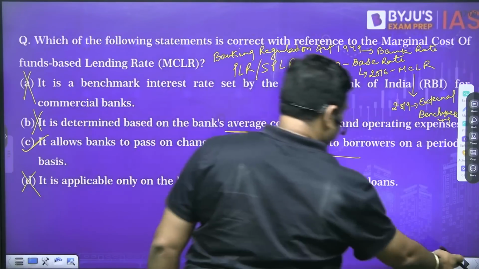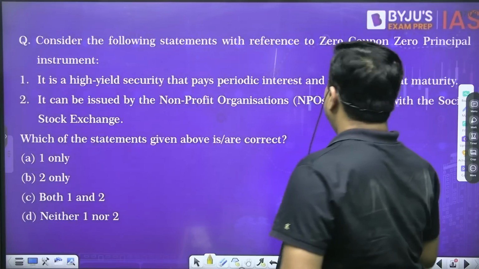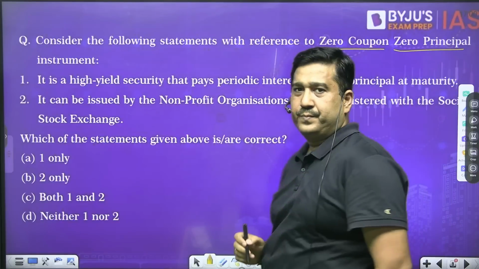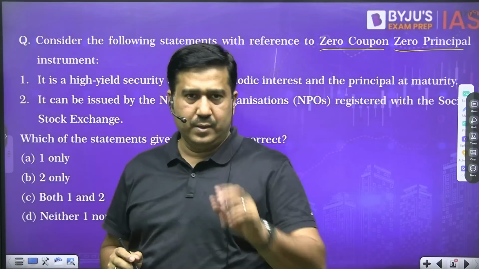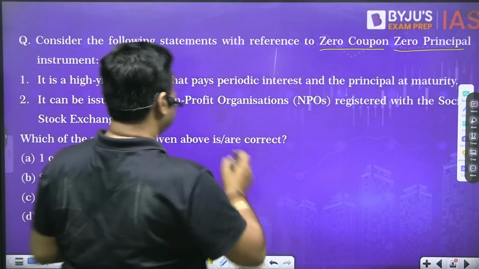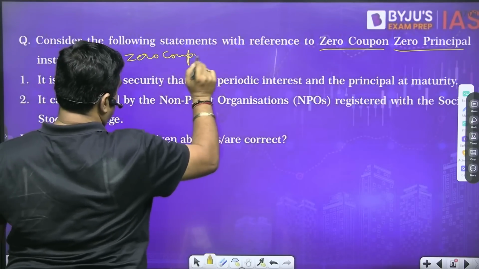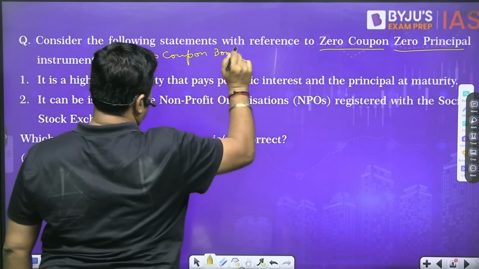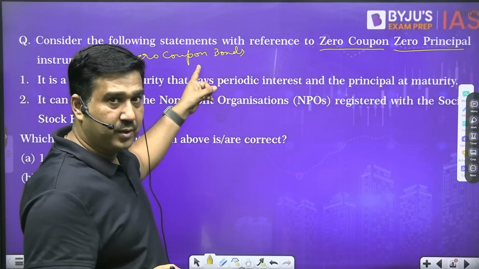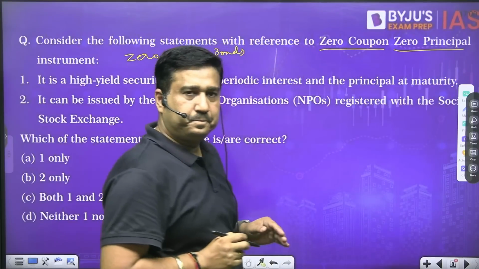Now, next question. Consider the following statements with reference to zero coupon, zero principal instrument. Now there is a trick. Usually in the capital market, financial market, you hear the term zero coupon bonds. It is not zero coupon bond. It says zero coupon, zero principal instrument. What does that mean?